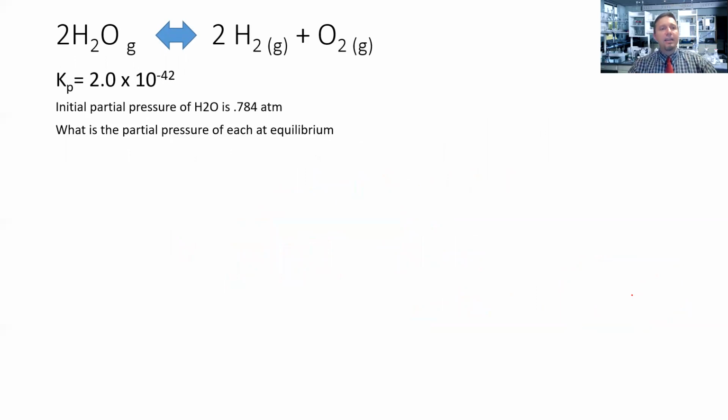So I have water, and I apologize for this arrow. I didn't have a way to write the reversible arrow, so I just put it going back and forth, which gives you the same idea of what's going on here. So my gaseous water is going to go to H2 and it's going to go to O2, and it tells me that my Kp is 2.0 times 10 to the negative 42. All right, so it says the initial pressure of H2O is 0.784 atmospheres. What is the partial pressure of each? It wants to know each one.